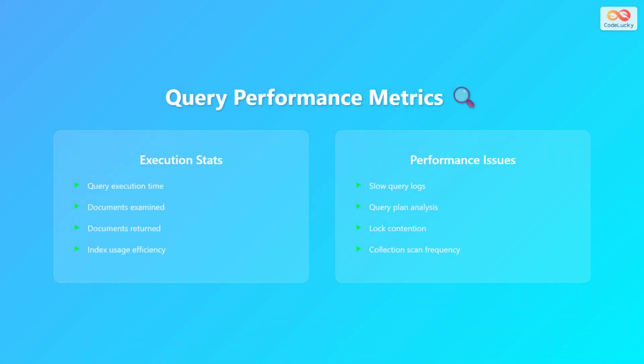Now, let's look at query performance metrics. Under execution stats, monitor query execution time, number of documents examined, number of documents returned, and index usage efficiency. For identifying performance issues, keep an eye on slow query logs, query plan analysis, lock contention, and collection scan frequency. These metrics are crucial for identifying and resolving slow queries that can impact application performance.